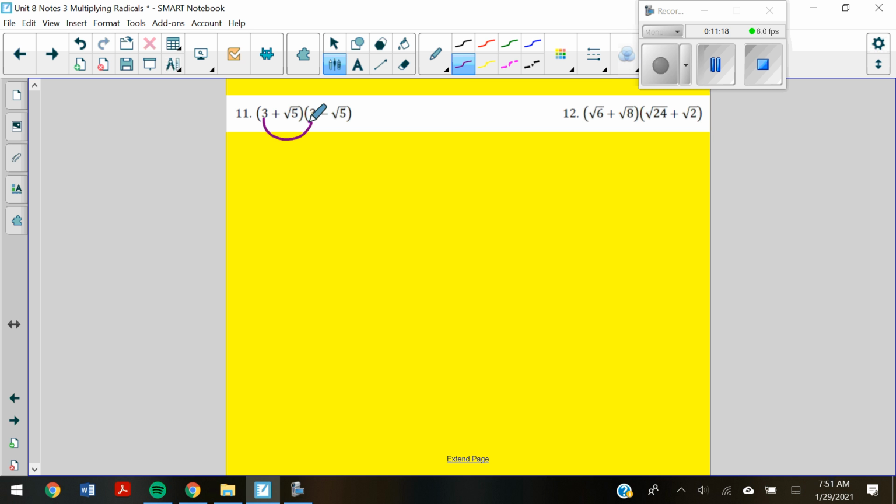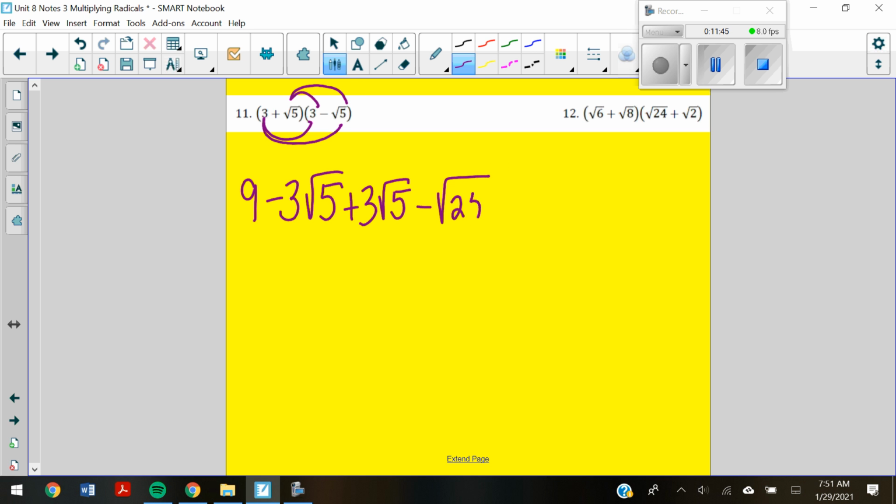So first would be 3 times 3, so we get 9. Outside, because that was a minus 5x, we get negative 3 square root of 5. The 3 is out, the 5 is under the radical. Inside, now we're going to get a positive 3 square root of 5. And then last, square root of 5 times negative square root of 5 is negative. Now the 5's are both under the radical, so I can multiply those two.